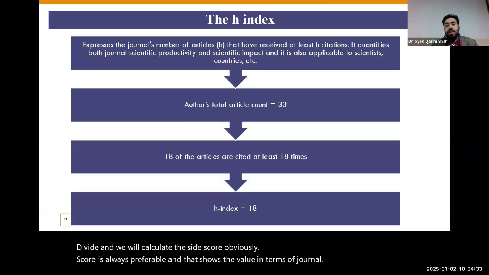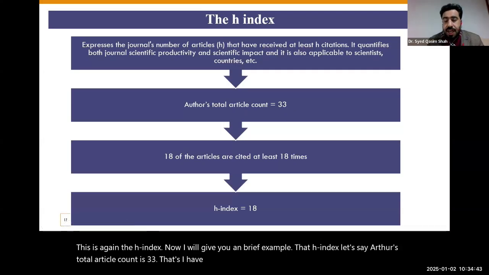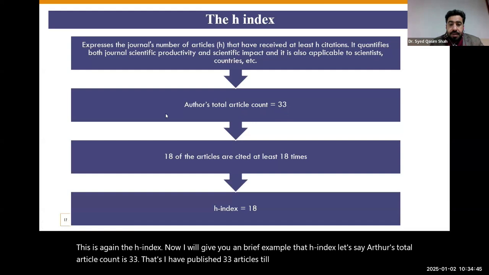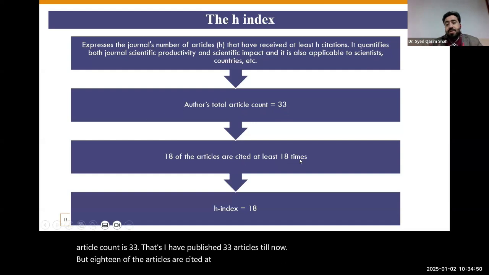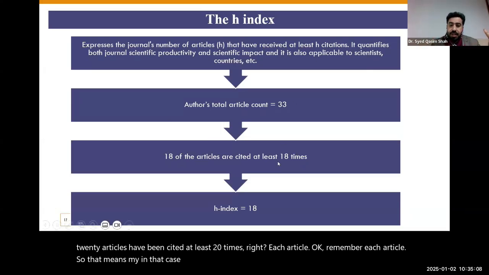This is again the H index. Now I will give you a brief example. Let's say an author's total article count is 33. I have published 33 articles till now, but 18 of the articles are cited at least 18 times. So my H index will be 18. Or from 33, my 20 articles have been cited at least 20 times. Each article, remember, each article. So in that case, my H index will be 20.